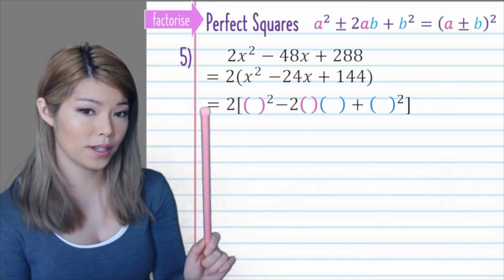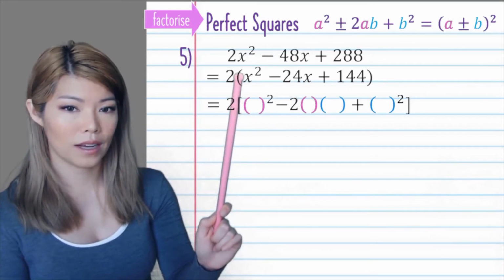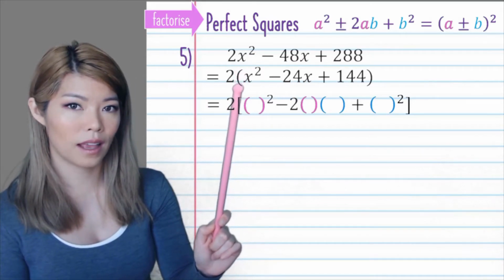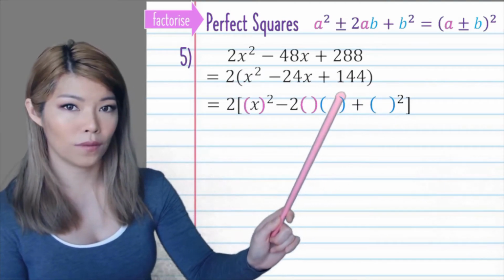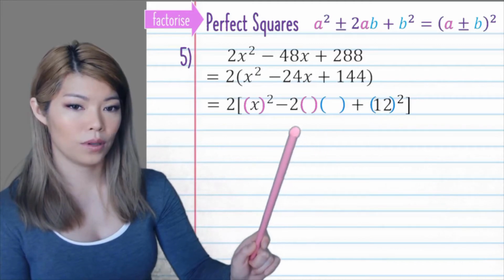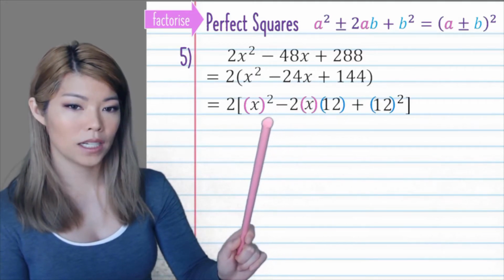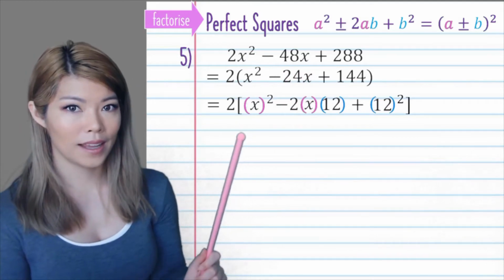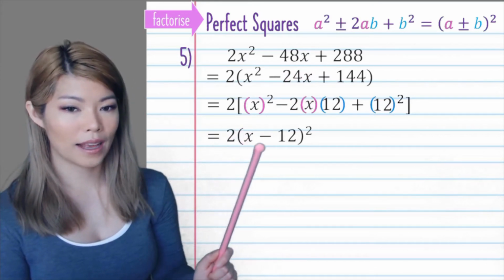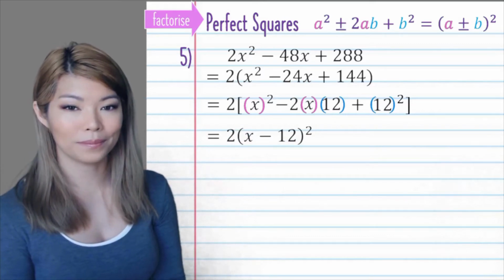It's very important. So now we have to think what times what gives us x squared, that is x, and what squared gives us 144, that is 12. Put that in the middle and double check. Minus 2 times 12 is minus 24, so that works. And so we have 2 times (x minus 12) all squared.